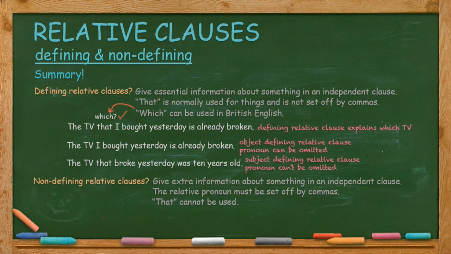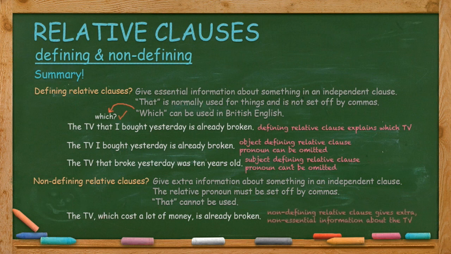Non-defining relative clauses give extra information about something in an independent clause. The relative pronoun must be set off by commas. That cannot be used. For example, the TV, which cost a lot of money, is already broken. This is a non-defining relative clause which gives extra, non-essential information about the TV. Can you use that in this sentence? No, you cannot use that in non-defining relative clauses.